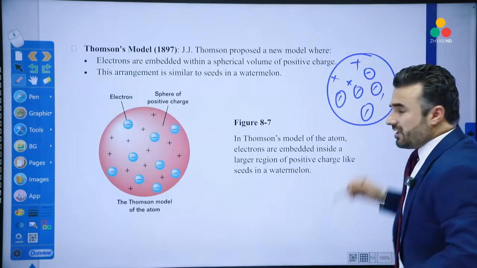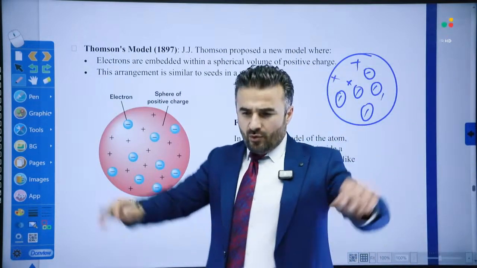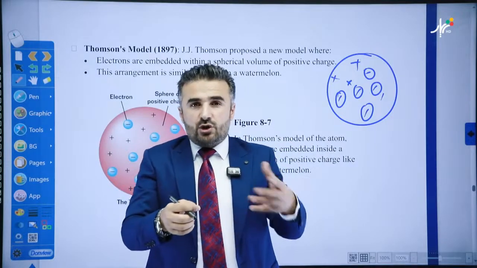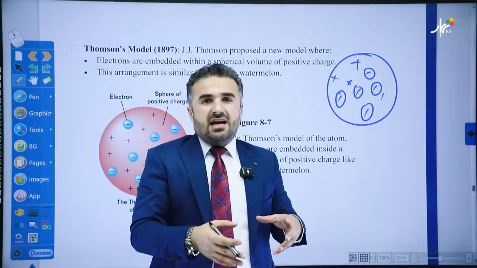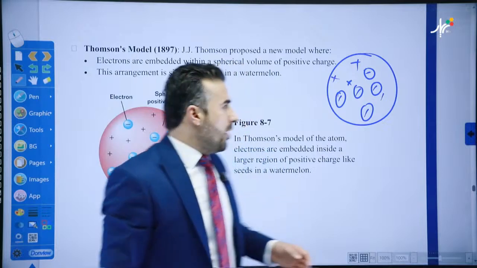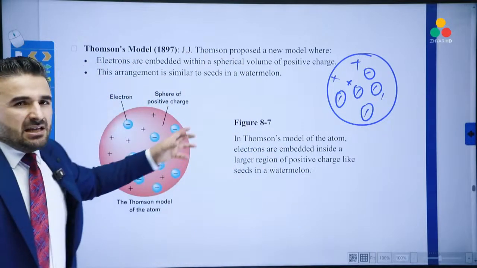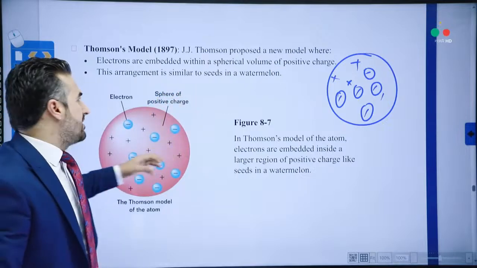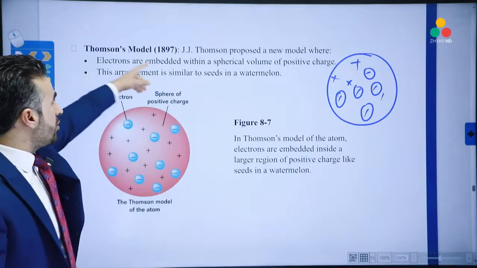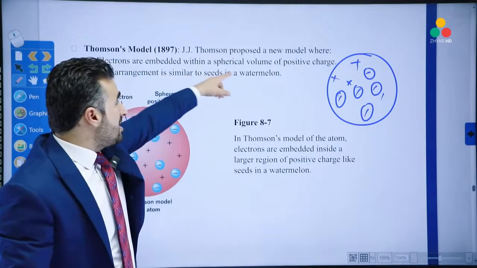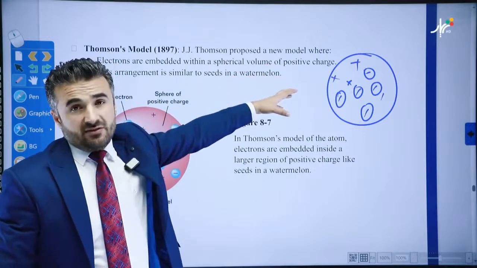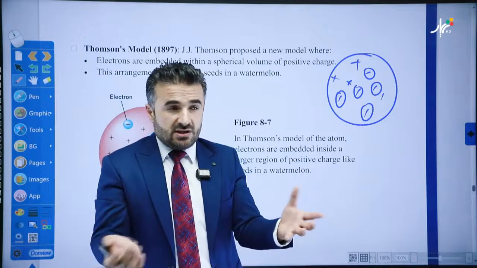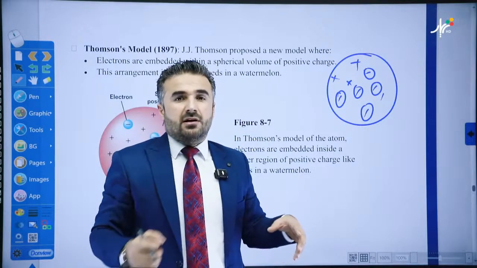Just think of a watermelon, the whole watermelon, and think of the seeds of the watermelon, which are embedded, or put into the watermelon. That is what he suggested about the model of atoms. So once again, he said electrons are embedded within a spherical volume of positive charge. We have a volume that is full of positive charges, and there are electrons in it.